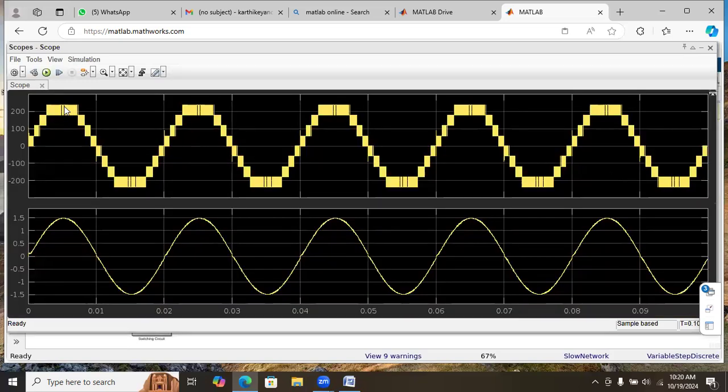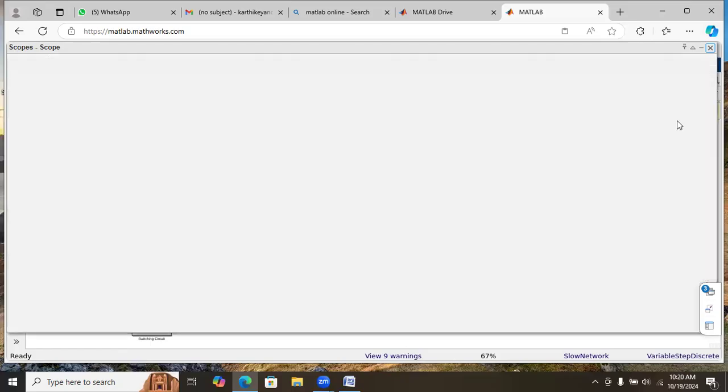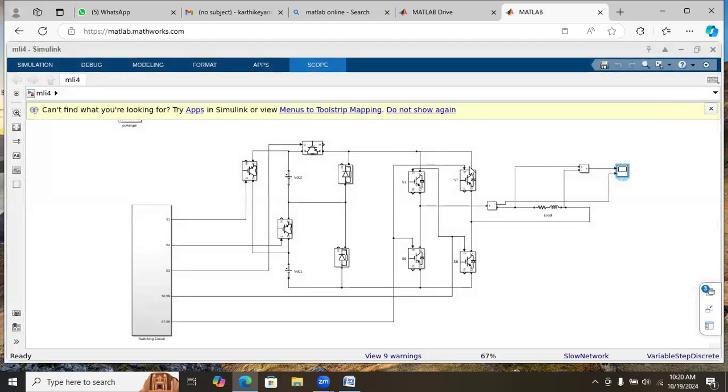If you see here, still we are getting the same results. 1, 2, 3, 4, 5, 6, 7, 8, 9 levels we are getting. So even after we reduce the number of switches from 10 to 7, the levels are the same. Simply we have changed the voltage ratio from 1:3 to 3:1. And again, we can reduce the number of switches by replacing this switch with one diode.